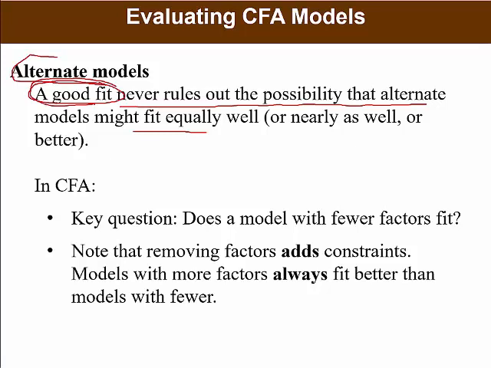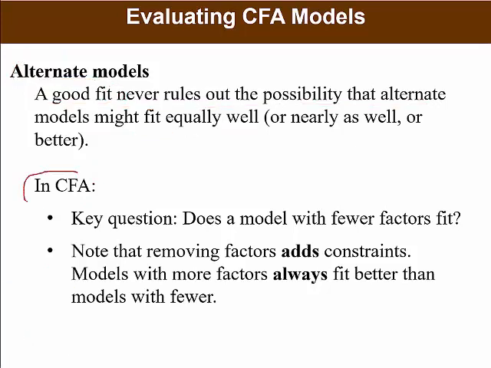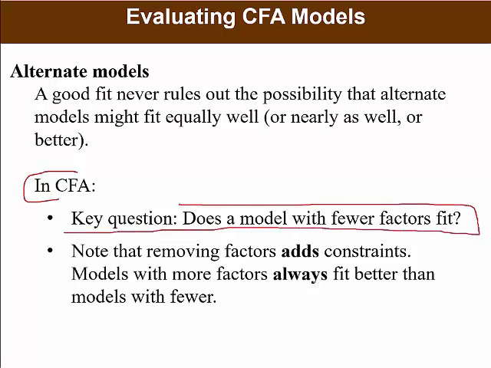There might be other models that fit equally well or almost as well or even better that are important to consider. And when we do a confirmatory factor analysis, the key question here is whether there is a model with fewer factors that might fit. So say I have a questionnaire that is supposed to measure 3 scales, and so my model is that there are 3 factors. Would a 2-factor model or even a unidimensional 1-factor model fit just fine? Do I really need all 3 scales? Do I really need 3 factors? Or would a model with fewer factors fit just fine?